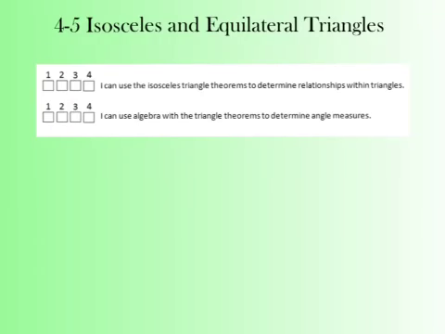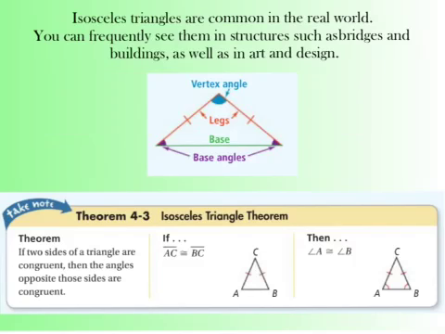Alright, you guys, we are in section 5, chapter 4, and this section is about isosceles and equilateral triangles. So it's important to realize here that the angles and sides of isosceles and equilateral triangles have special relationships. Isosceles triangles are pretty common in the real world. You can frequently see them in structures such as bridges and buildings, as well as in art and design.